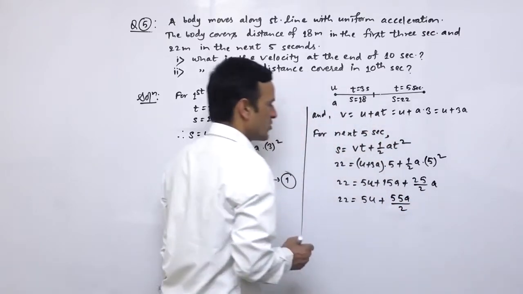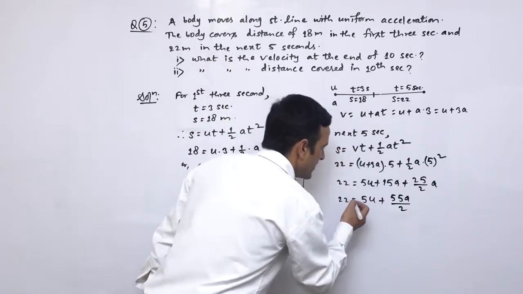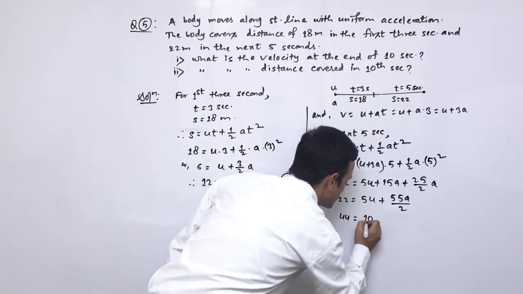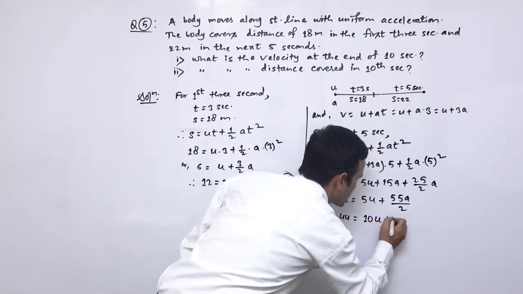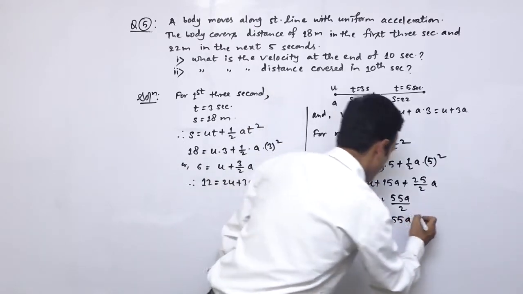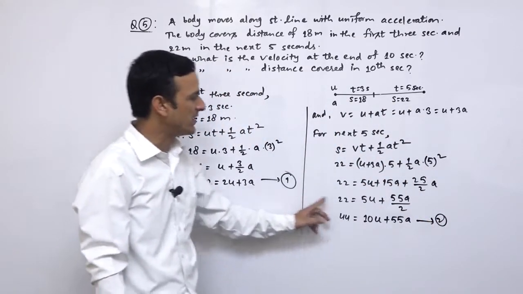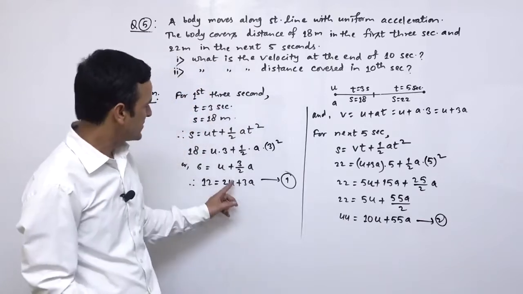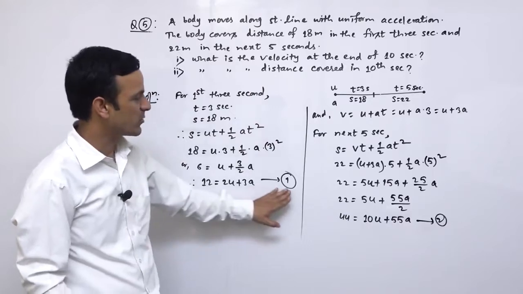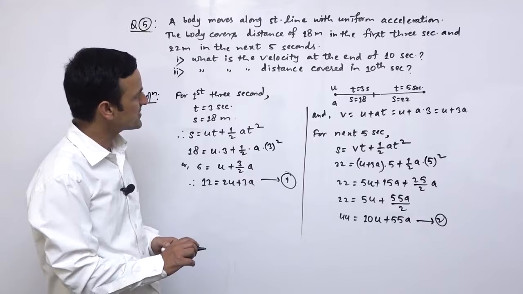So if you cross multiply, or after taking LCM, we get 2 into 22, 44 is equal to 10u plus 55a. So this is equation 2. Now we can solve equation 1 and 2 to find the value of u and a. To find the values of u and a, we are going to solve these two equations. So let's solve these equations.